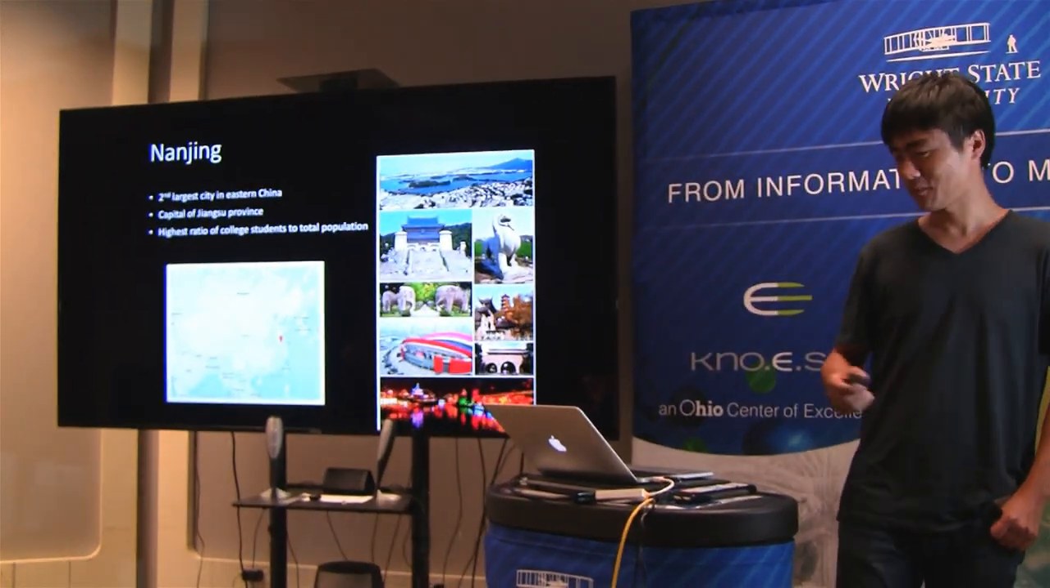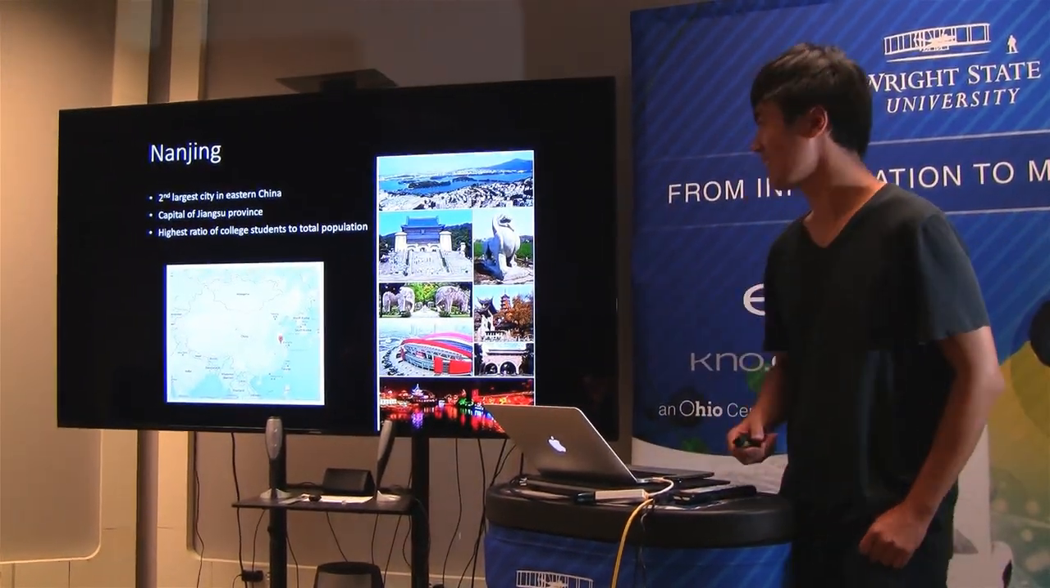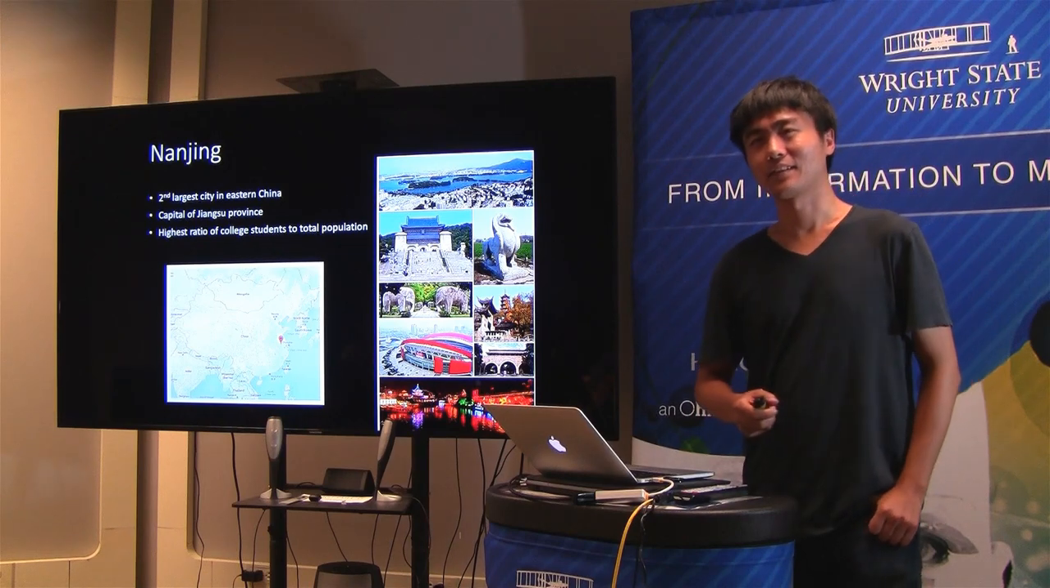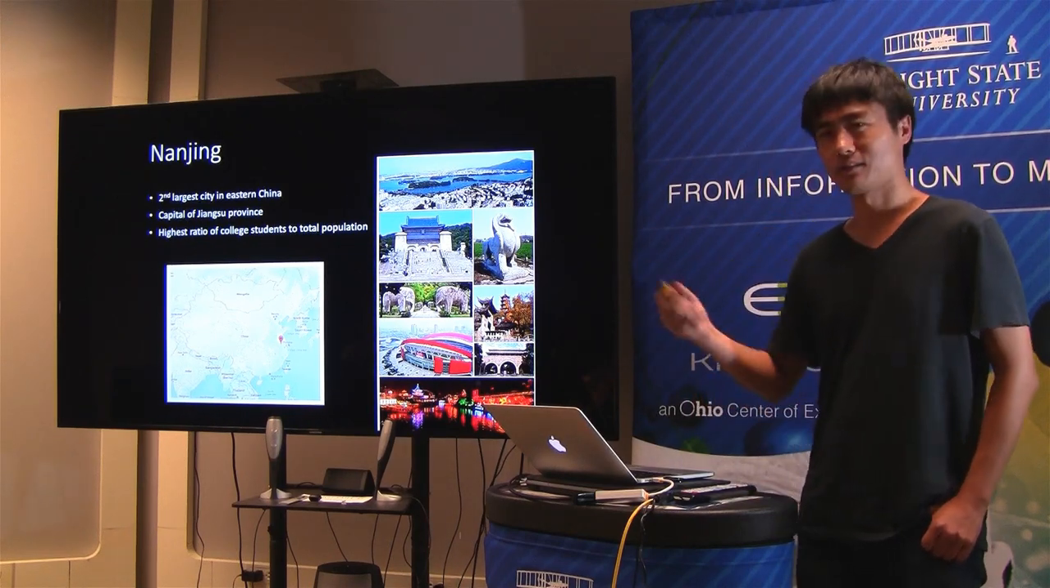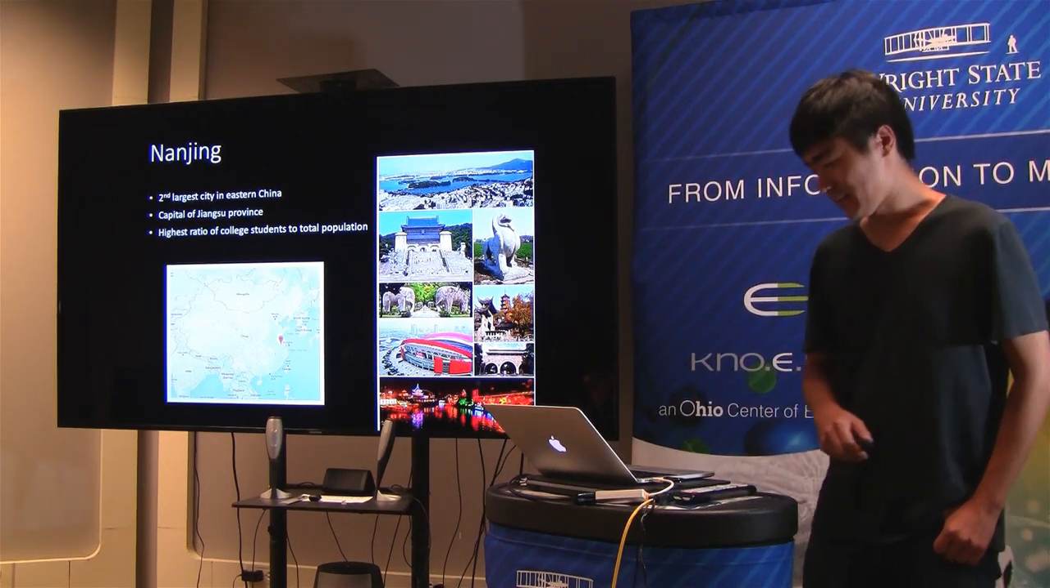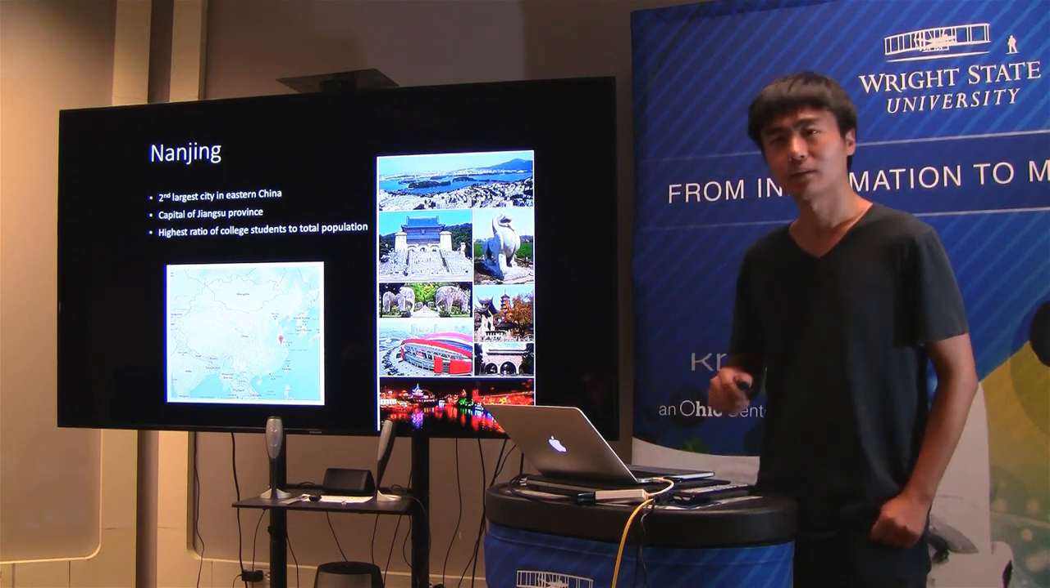So firstly, I would briefly introduce Nanjing. It's a very beautiful city, and it's actually the second largest city in eastern China. It's just second to Shanghai, actually. And it's also the capital of the Jiangsu province.